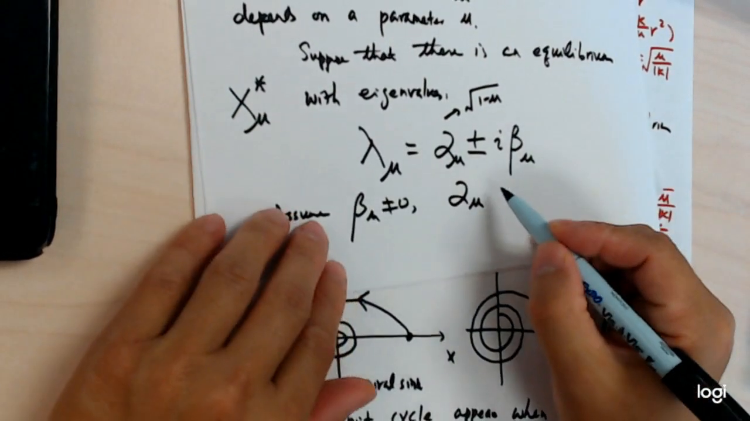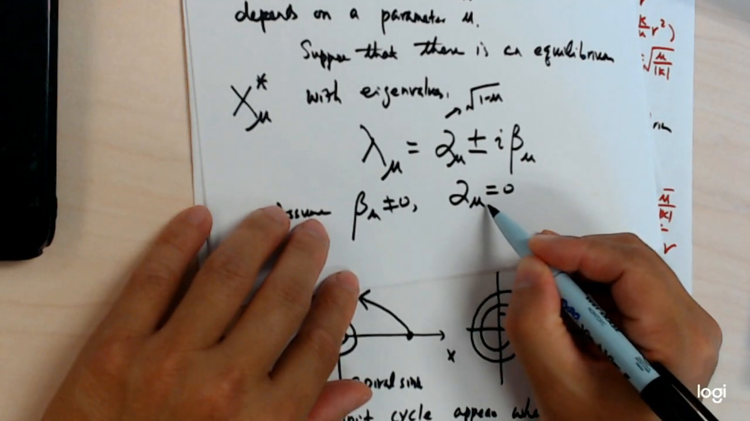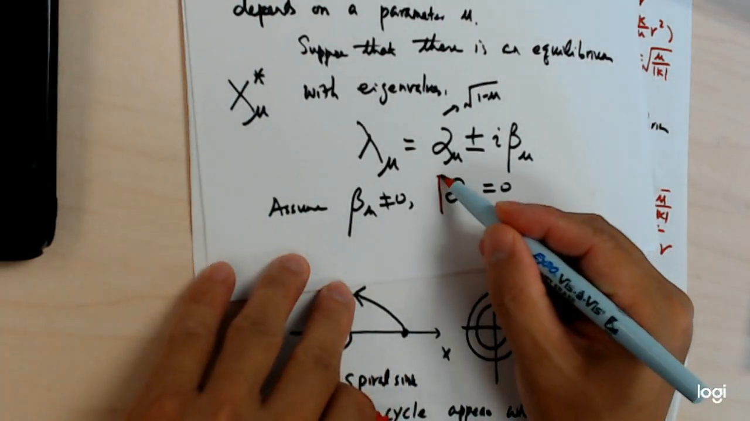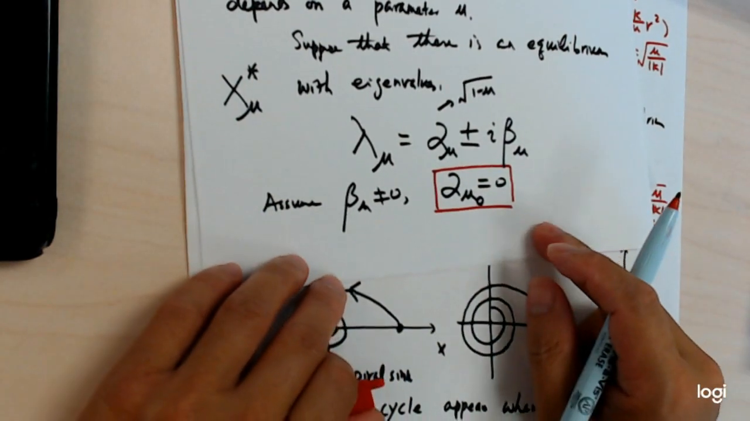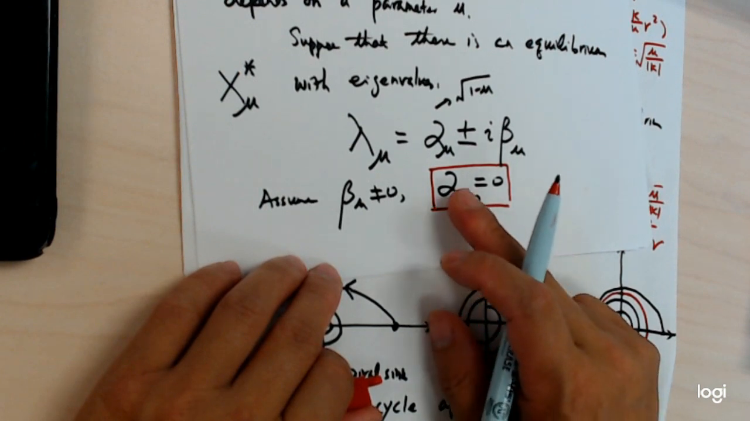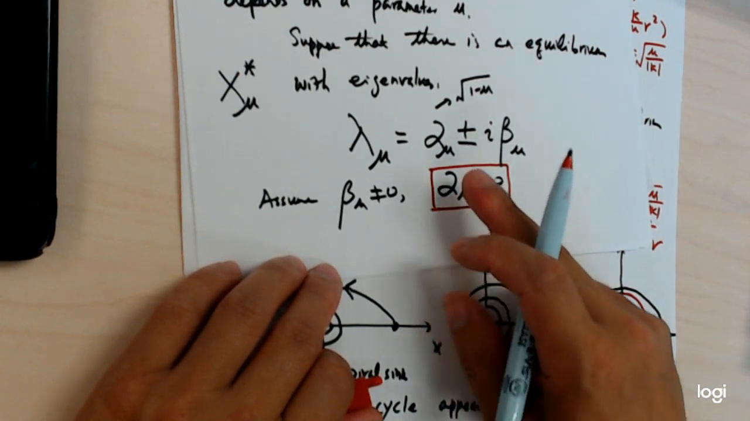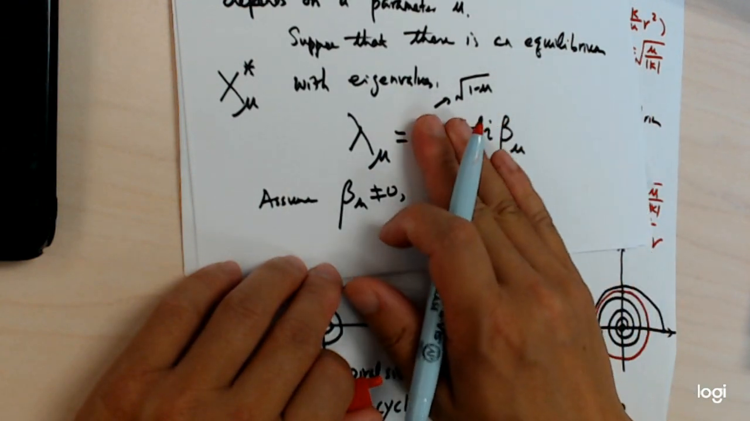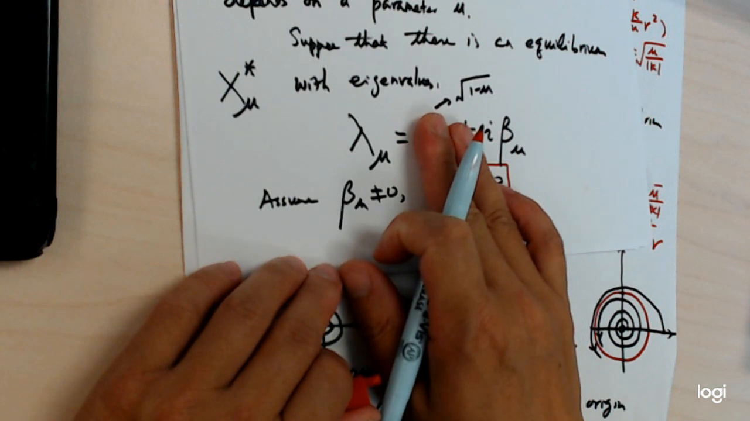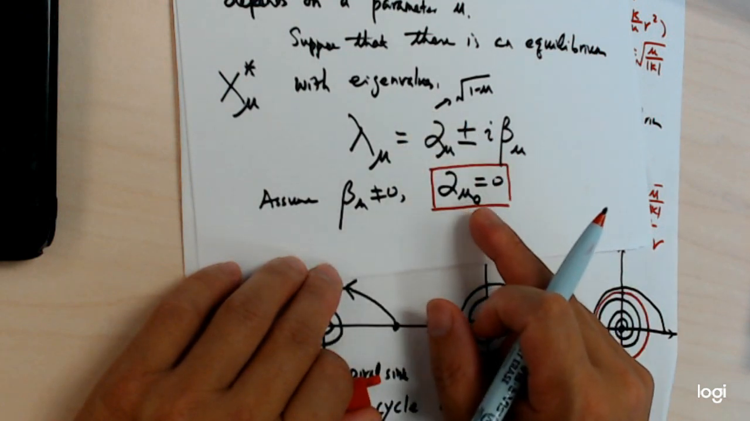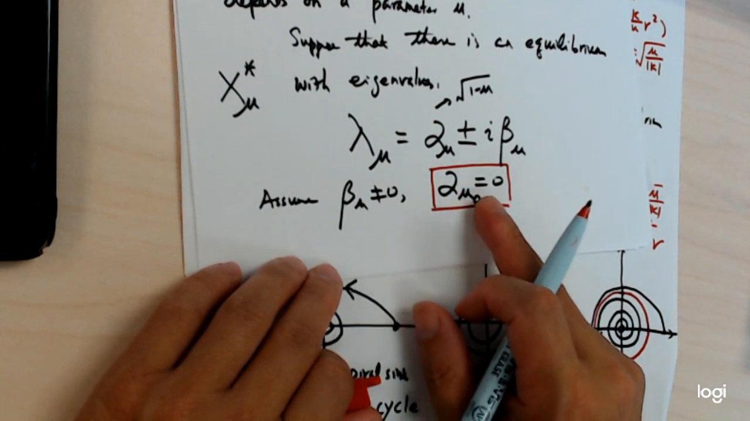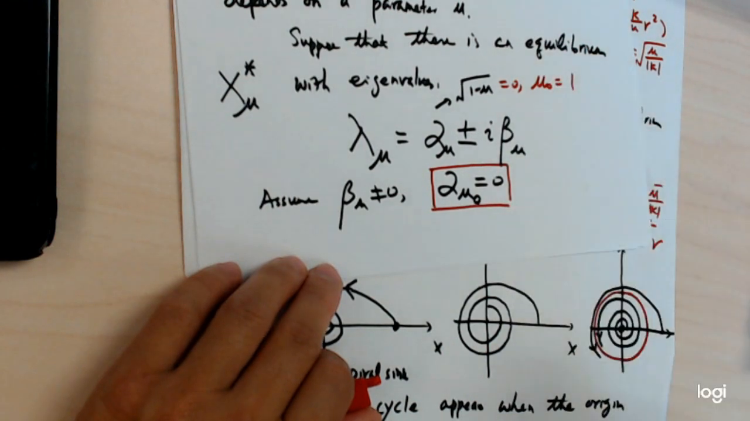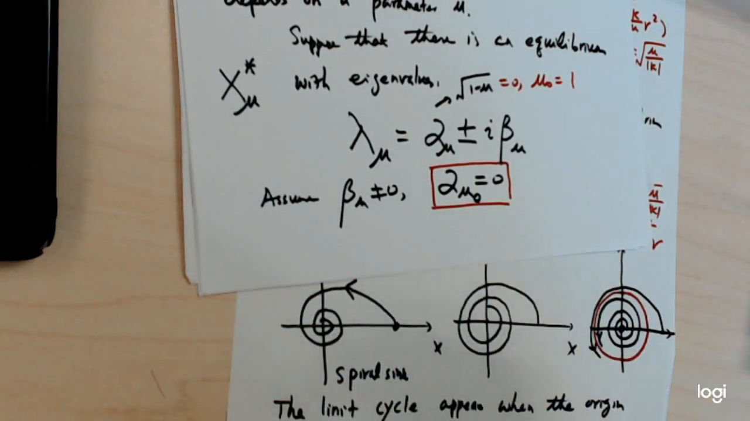So let's say alpha of mu equals 0 at some point mu naught. That's a key point here. If alpha equals 0 at some mu naught, it means this real part becomes 0, and that's essentially a center, isn't it? You have pure imaginary eigenvalues. So that's the key requirement: you need alpha of mu naught to be 0. In this case, you set this equal to 0, and you have your mu naught to be 1. You're going to need this to be 0.